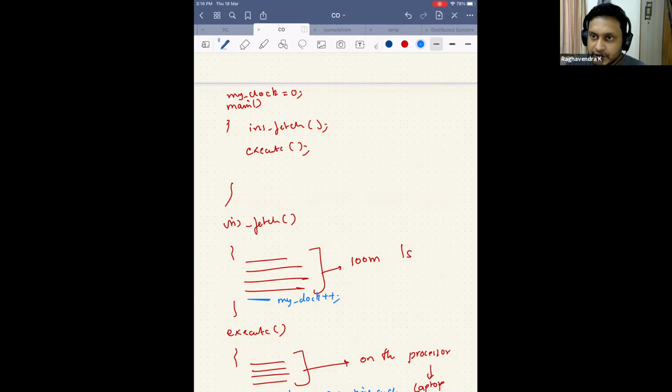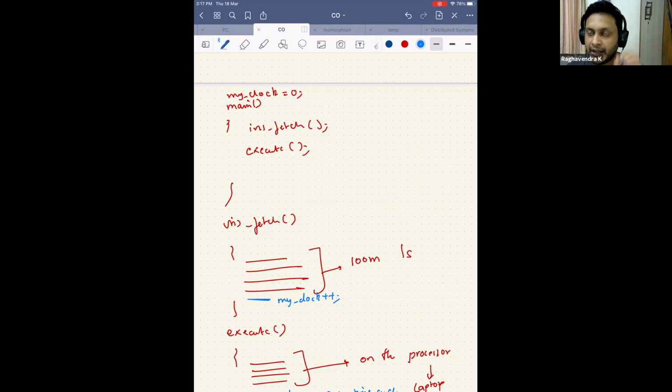For you, the stages of the pipeline are just functions. There are 5 functions. The first function is called instruction fetch. The second function is called instruction decode register fetch. The third function is execute. The fourth function is memory. The fifth function is write back. So these are the 5 functions that you are simulating.